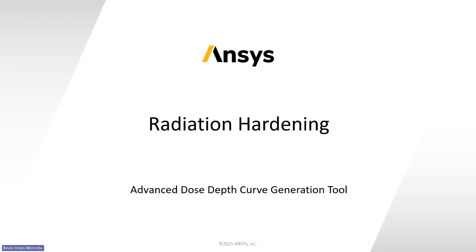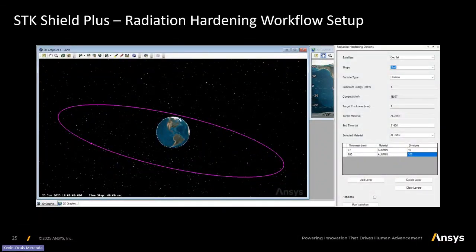This is an advanced dose depth curve generation tool. Let's say you have your mission here, in this case, GEO, and we want to start setting up some of the environments. The first thing you need to do is select the object in STK from the scenario, so our GEO sat in this case, and select the shape. By default, we're using shells. And so we generate concentric shells in Shield Plus onto which we shine radiation.